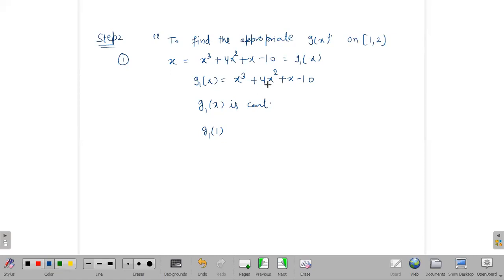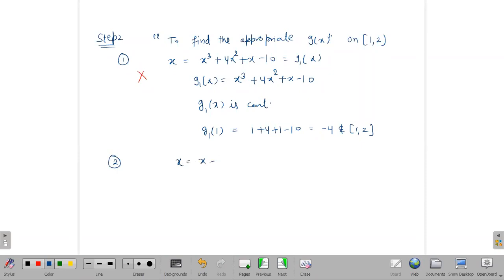So let us check at the boundary points first. If it is not true at least at the boundary points, then we will not go further for this g1 of x. So g1 at 1 is 1 plus 4 plus 1 minus 10, which is minus 4. Minus 4 does not belong to 1, 2. So you can leave this, because at 1 itself it is not going into 1, 2. So don't waste your time on this g1 of x, and then you choose another one.